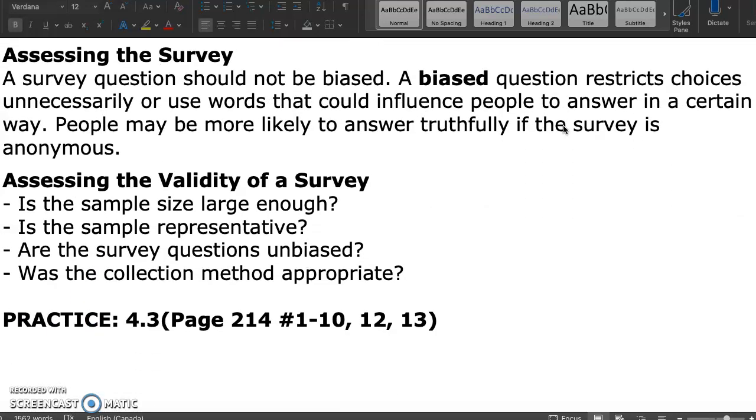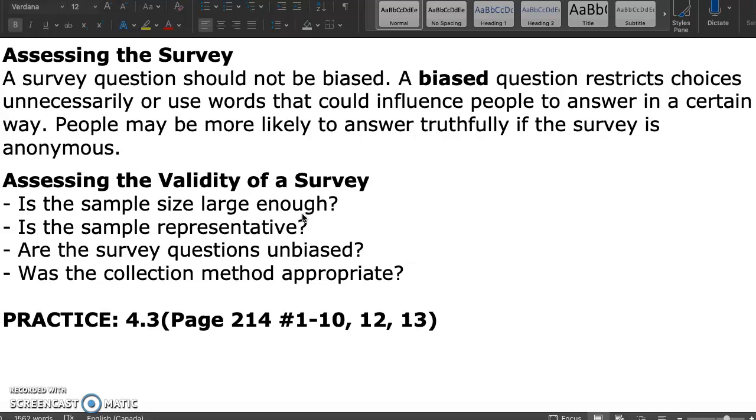Assessing the survey: a survey question should not be biased. A biased question restricts the choices unnecessarily or uses words that could influence people to answer in a certain way. People may be more likely to answer truthfully if the survey is anonymous. Some good questions to review before taking the conclusion of a survey at face value: Is the sample size large enough? Small sample sizes can have very different data than the entire population.